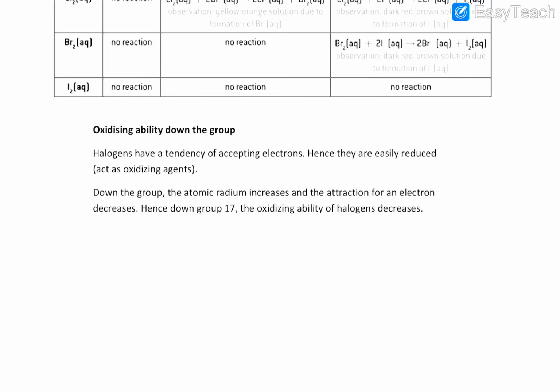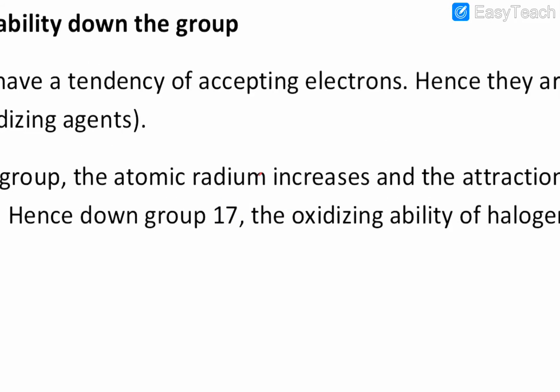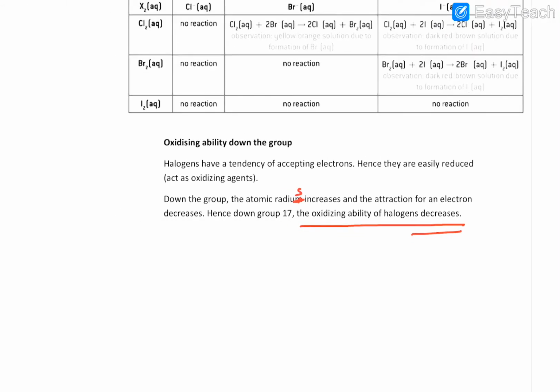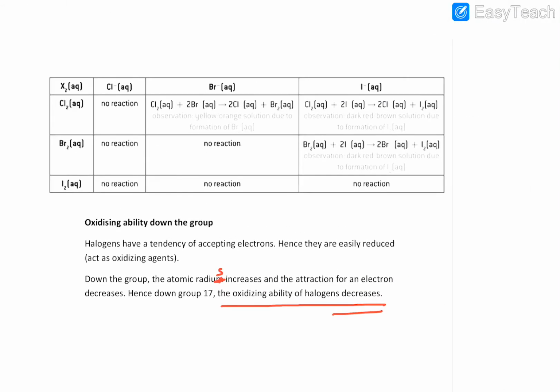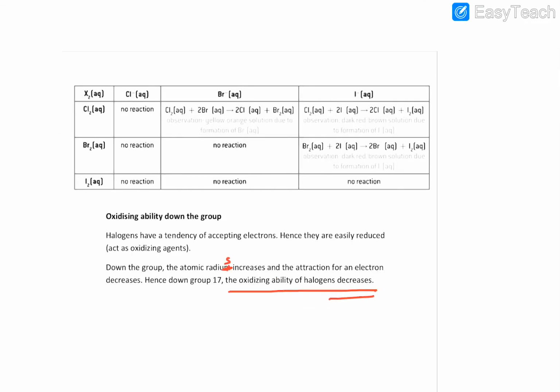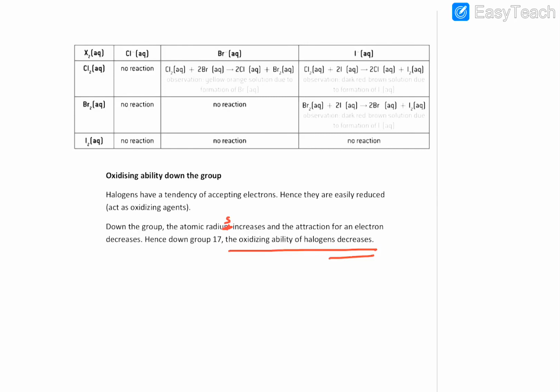And as you go down the group, atomic radius is going to increase, and it's going to be less easy to accept electrons, which means that as you go down the group, ability to oxidize is going to decrease. So make sure you note that down in your copybook, and you're going to do the questions for the end of unit. So this is it with unit 3.2.